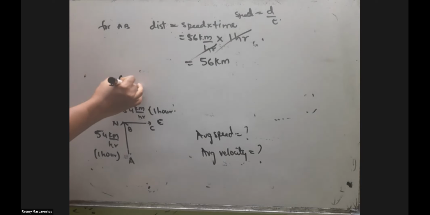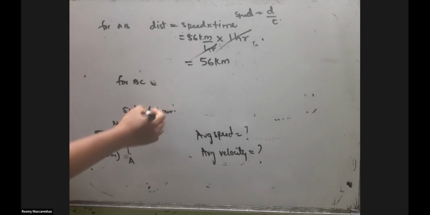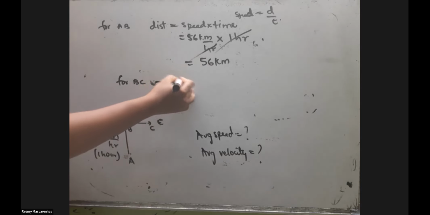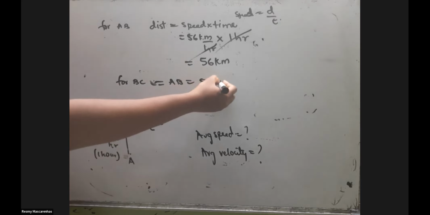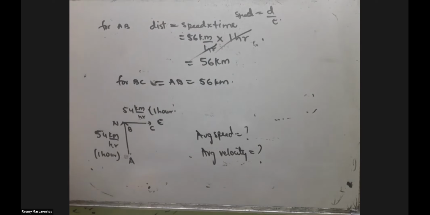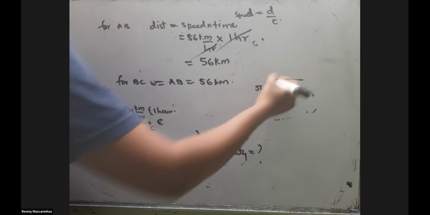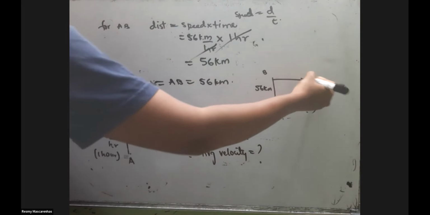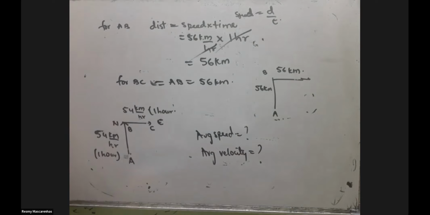Same way for B to C also, same thing. Exactly 56 also, no? Same time and same speed. No need to waste time calculating the same thing again. If this had a different time, then you have to use it. Now from A to B it is 56 kilometers, and B to C it has traveled again 56 kilometers. Now we'll calculate average speed.